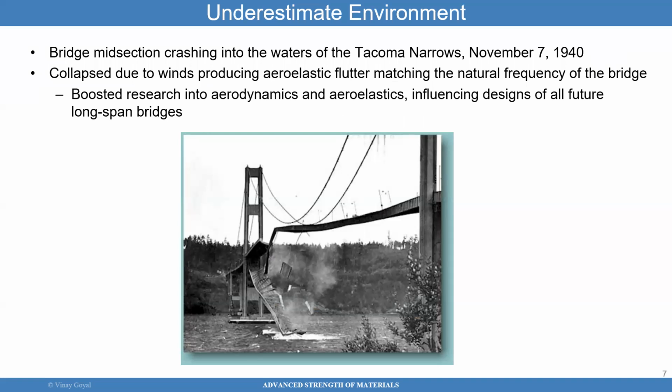Here's an example of an underestimation of the environment, apart from the various examples I gave earlier. Here, what you see is the famous Tacoma Narrows Bridge, which failed on November 7, 1940. The bridge midsection here crashed into the waters, and what happened here is that the winds that were crossing the bridge produced an effect called flutter. And that happens when the wind crosses a structure and the vortices it produces has a frequency content that can match the natural frequency of the structure.